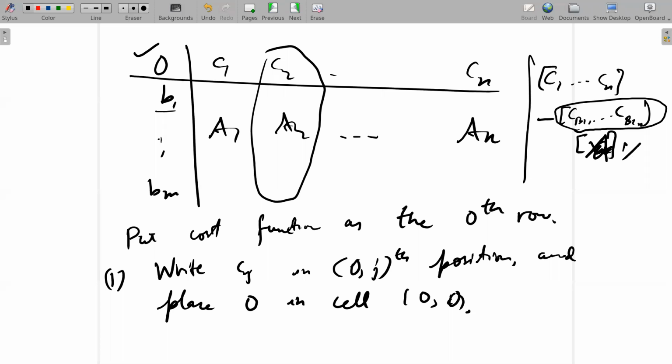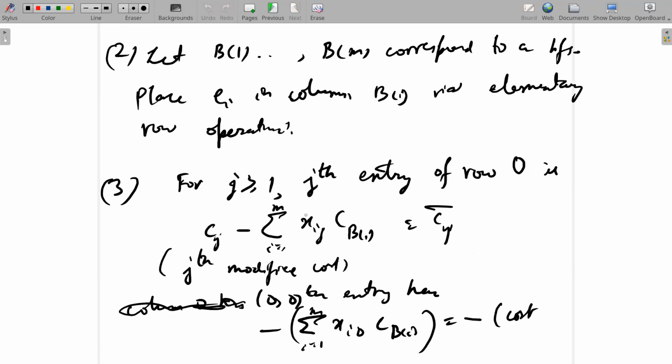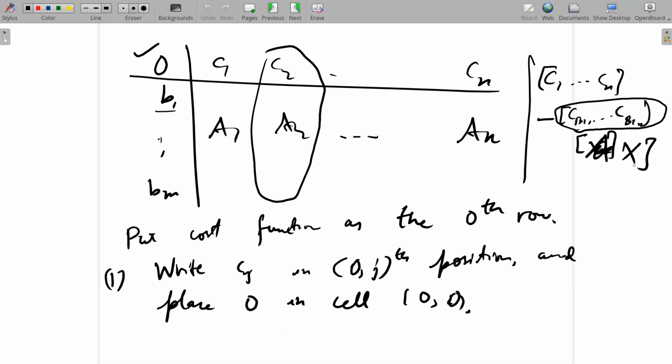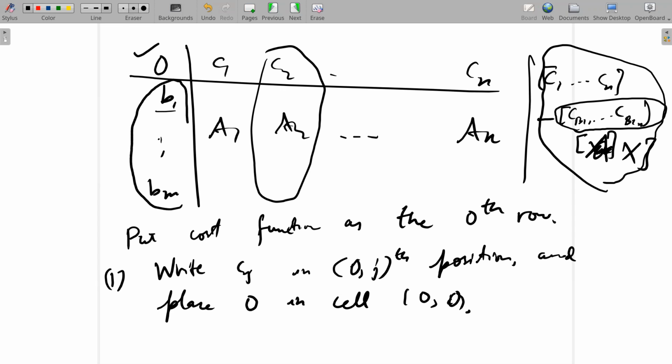Actually, I shouldn't say A, I have X, because I have modified it in the second step. In the second step, I have done some elementary row operations to A and converted it into X. So the third step is essentially doing this operation, but to the extended matrix. Why do I say extended matrix? Because it is also including this column.